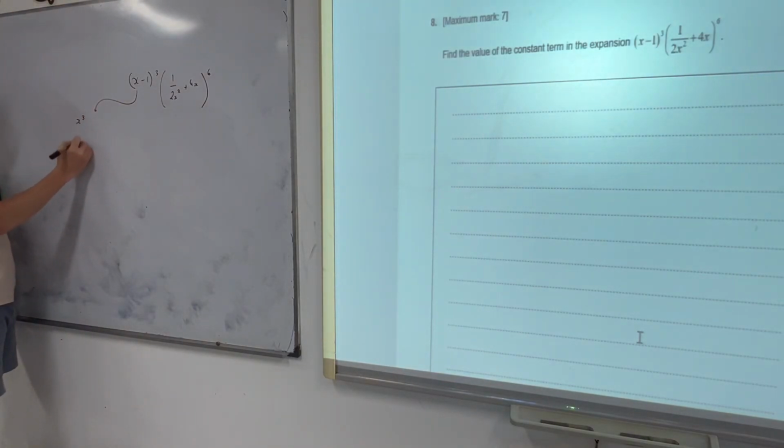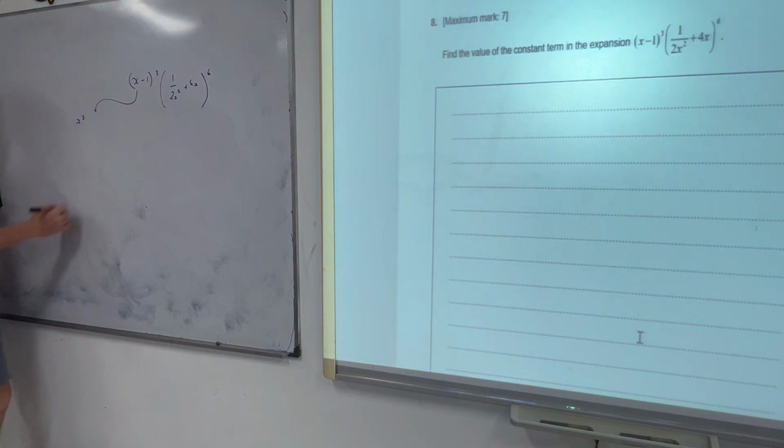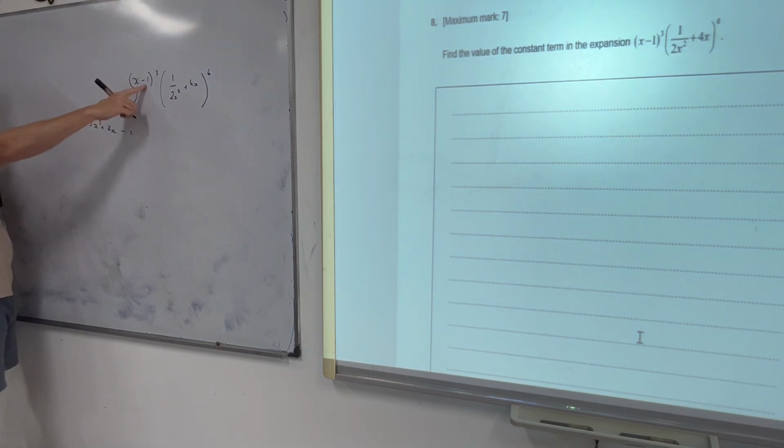x cubed. What's next? It's going to be x squared, x, and 1 anyway. And it's going to be 3, 3. That's going to be minus, that's going to be plus, that's going to be minus, yes. 1, 3, 3, 1. Every second one's going to be negative from this negative here.